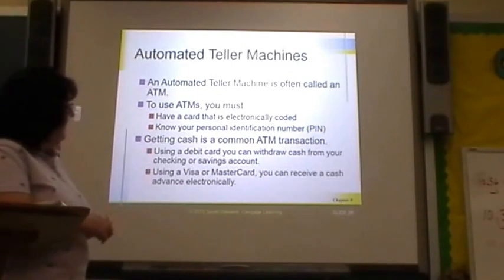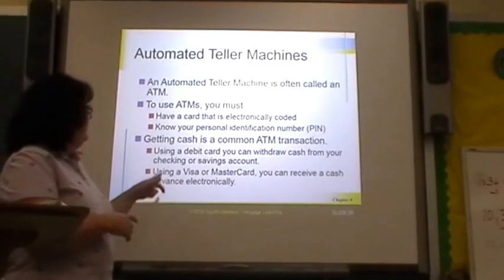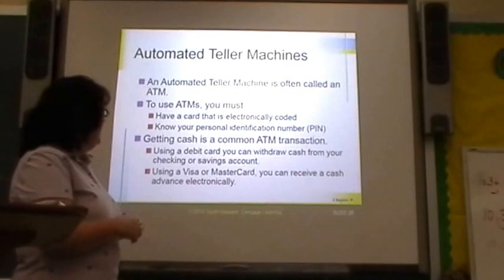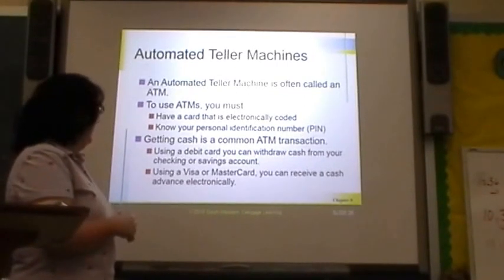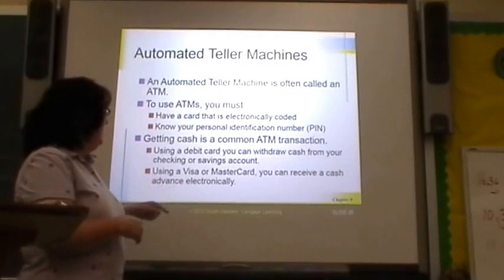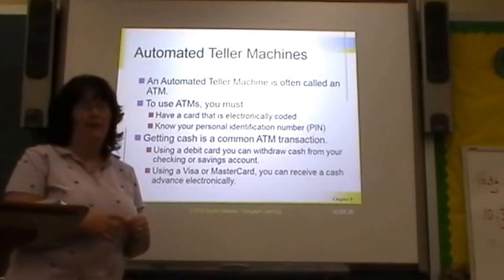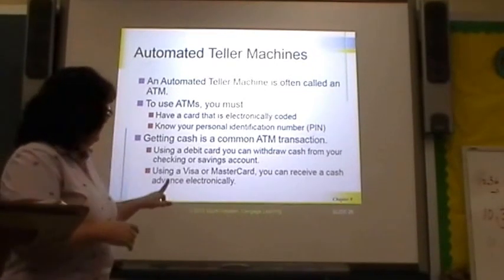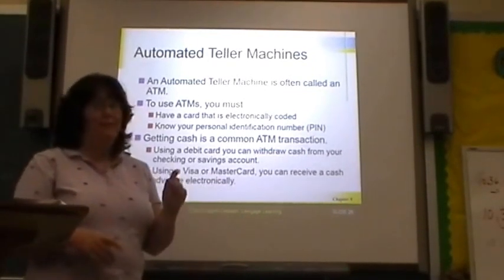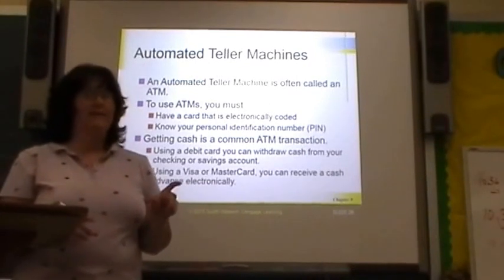Getting cash is a common ATM transaction. Using a debit card, you can withdraw cash from your checking or your savings account. Using a Visa or MasterCard, you can receive a cash advance electronically. A lot of these companies, Visa, MasterCard, limit how much cash advance that you can get.